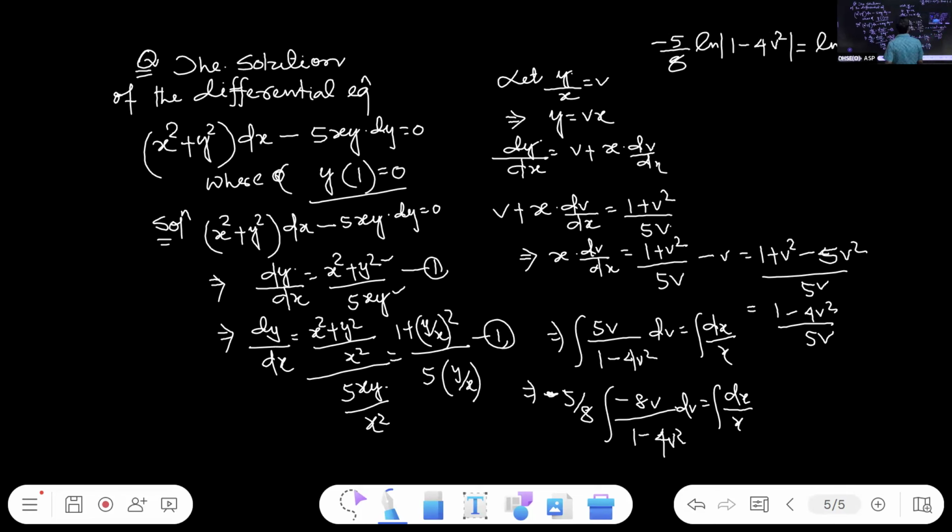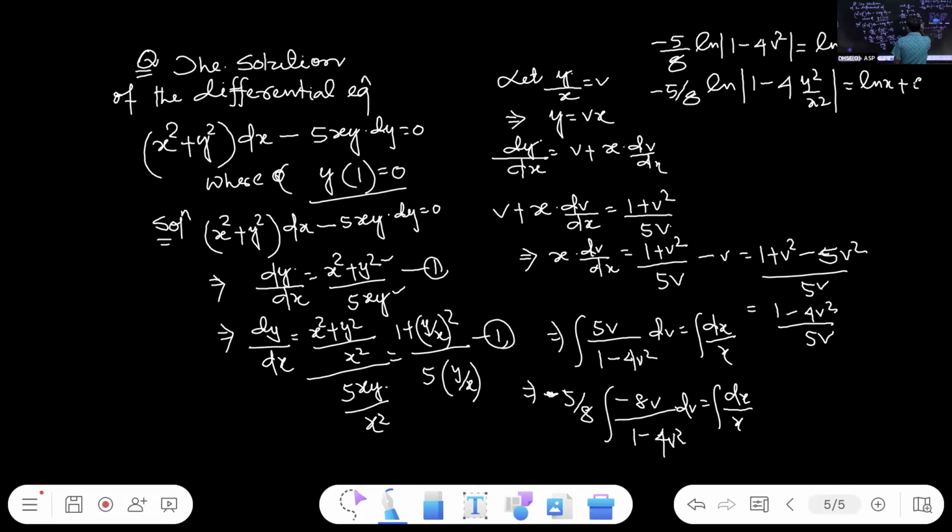So boundary value, stop. So minus 5 by 8 ln of 1 minus 4 y square upon x square is equal to ln x plus c.